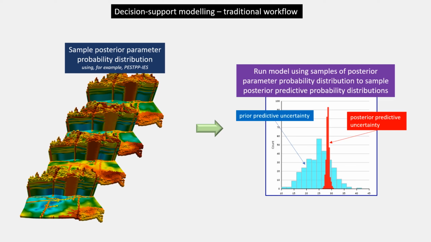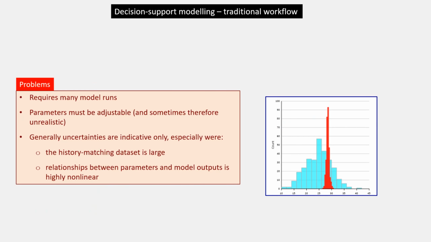In theory, it should all work. In practice, there are a lot of problems. Generally, this requires a lot of model runs. It requires that a model be well behaved, numerically stable. It requires that parameters be adjustable. And sometimes the things that affect predictions that we care about are uncertain but not necessarily adjustable.